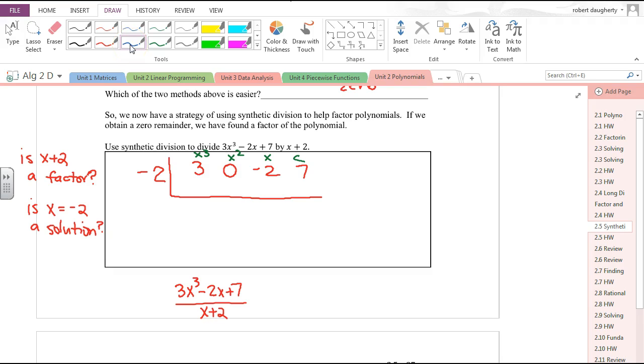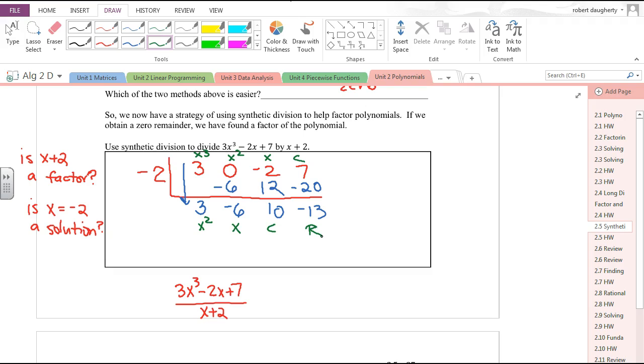First step is to do what? Come on, guys. Bring this 3 down. Negative 2 times 3 is what? Negative 6. Add those numbers to get negative 6. Negative 2 times negative 6 is 12. 12 minus 2 is 10. Negative 2 times 10 is negative 20. Add that to 7, I get negative 13. So this is my x squared term. That's my x. That's my constant. And that's my remainder. So everything decrements by 1 in terms of the degree from the original polynomial.